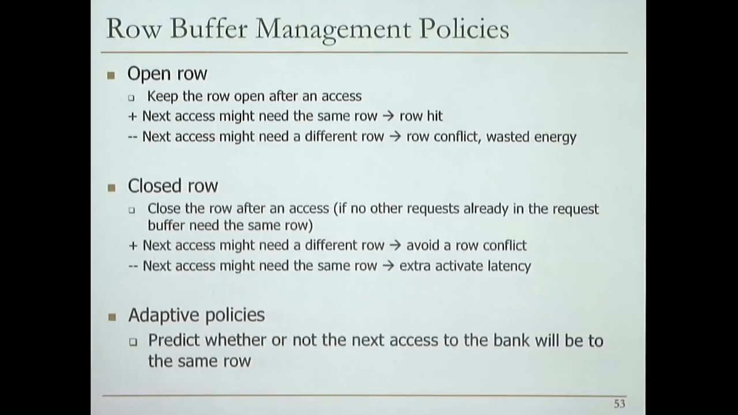Or you could have more intelligent policies that are adaptive, right? You could predict whether or not you're going to have an access to the same row in the bank in the near future. Now, if you can do that intelligently, you could get the best of both worlds. If your prediction is, yes, I'm going to have an access to the same row in the same bank, then you keep it open. Otherwise, you close it. So this has implications on performance and energy, and modern controllers actually use a lot of adaptive policies that we're not going to go into.